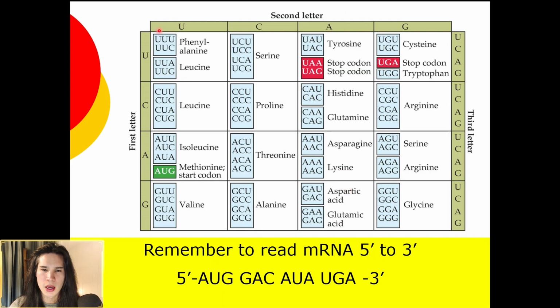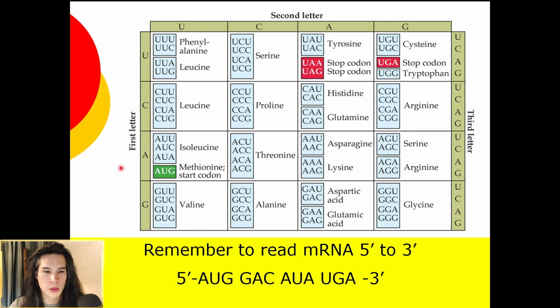So here is a more definitive table, one that I'll probably use on exams or in examples. AUG is always going to be your start codon, so all of your proteins are going to start off with methionine.